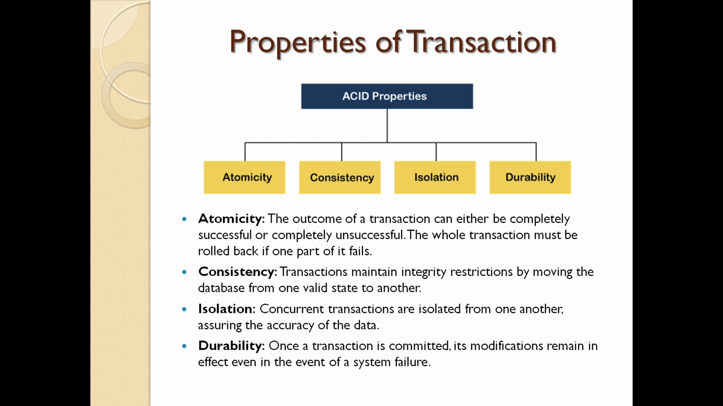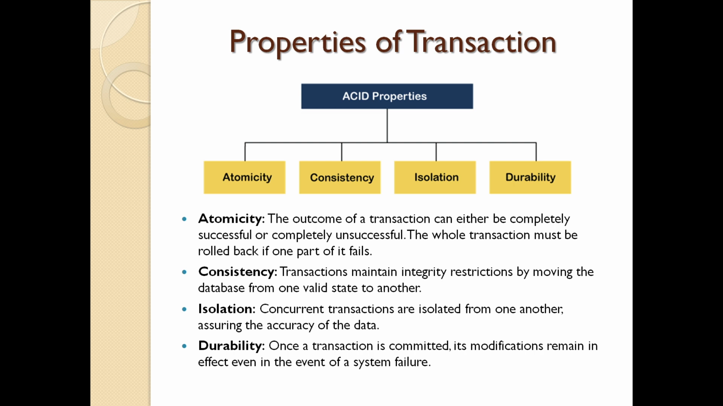ACID properties. It stands for atomicity, consistency, isolation, and durability. Atomicity pretty much states that a transaction can either be completed successfully or will be a failure. There's nothing in between. The whole transaction must be rolled back if any part of it fails.